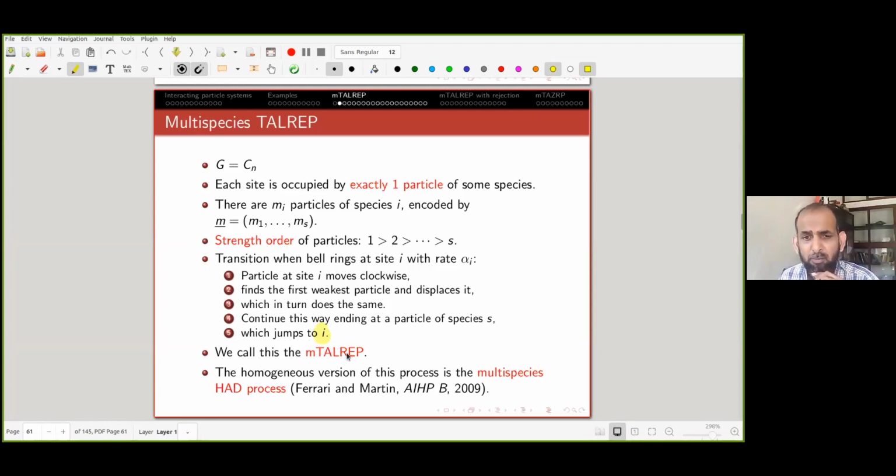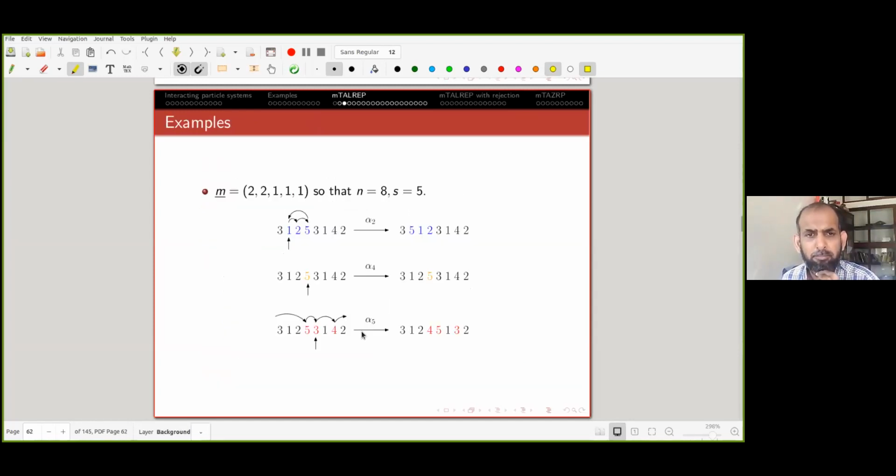Right? And we call this the M-tal rep. And a homogeneous version was studied by Ferrari and Martin. So just to give an example, with rate alpha 2, consider this configuration. The 1 will jump to the 2. We will find the first available particle, which is the 2. This will jump and find the first available particle, which happens to be the 5, which is also S. So 1 will move to the 2, 2 will move to the 5, 5 will move to the 1. So that's what happens here.